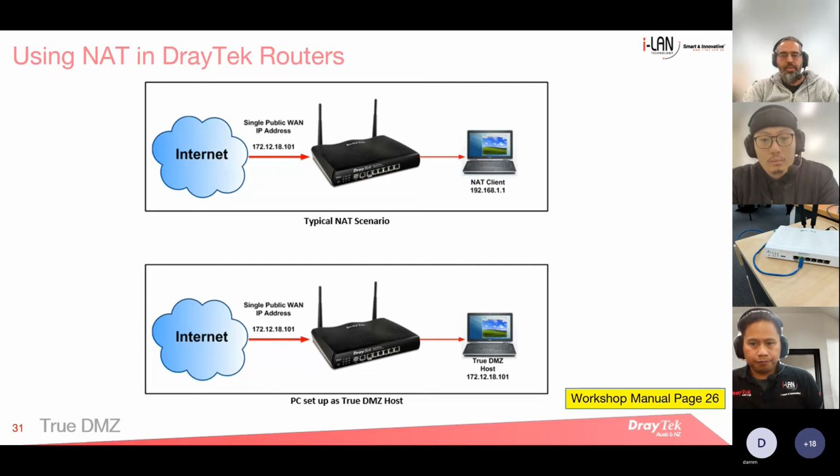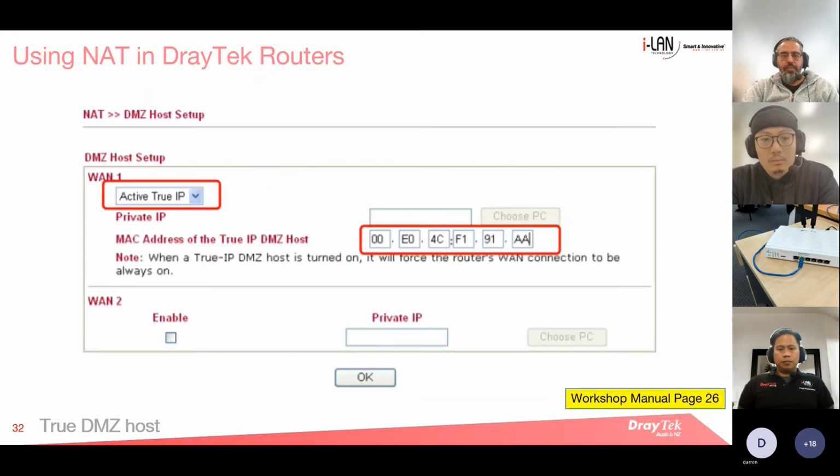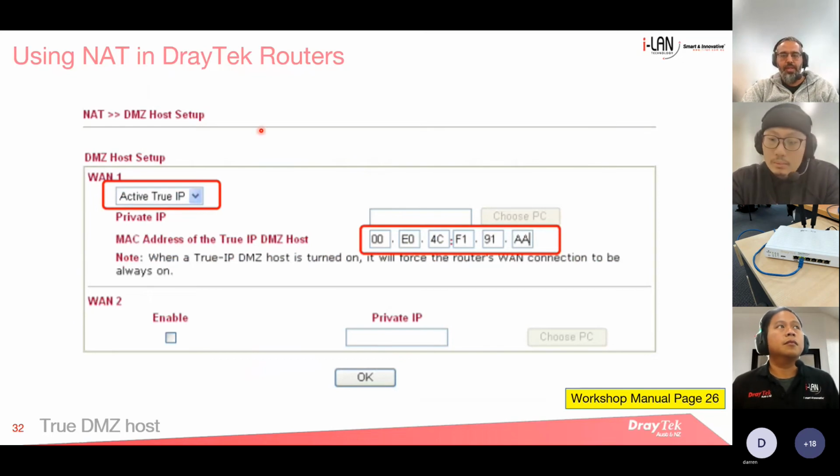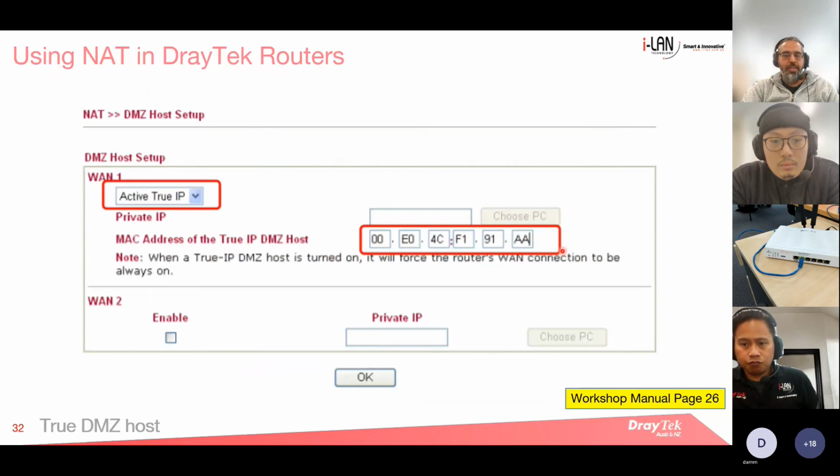You can see in the bottom picture that the WAN IP 172.12.18.101 is being passed onto the PC in the true DMZ area. Now, here's how you configure true IP DMZ. To do that, you go to NAT DMZ host setup. You select the active true IP from the pull-down menu at the top, and then type in the MAC address of the device in the DMZ.